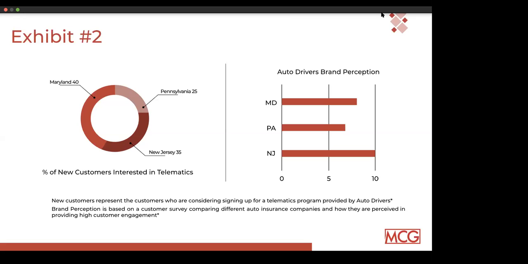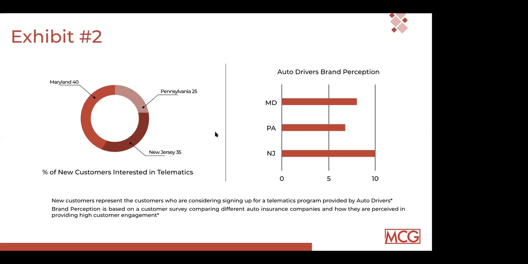I think pursuing an opportunity in Maryland will be best, since looking at the pie chart on the left, we see that there's 40% of new customers interested in telematics in Maryland. So that means that there are a lot of customers there. And on the right chart, we see that the brand perception of people in Maryland on this company isn't so high. So there's room for improvement.